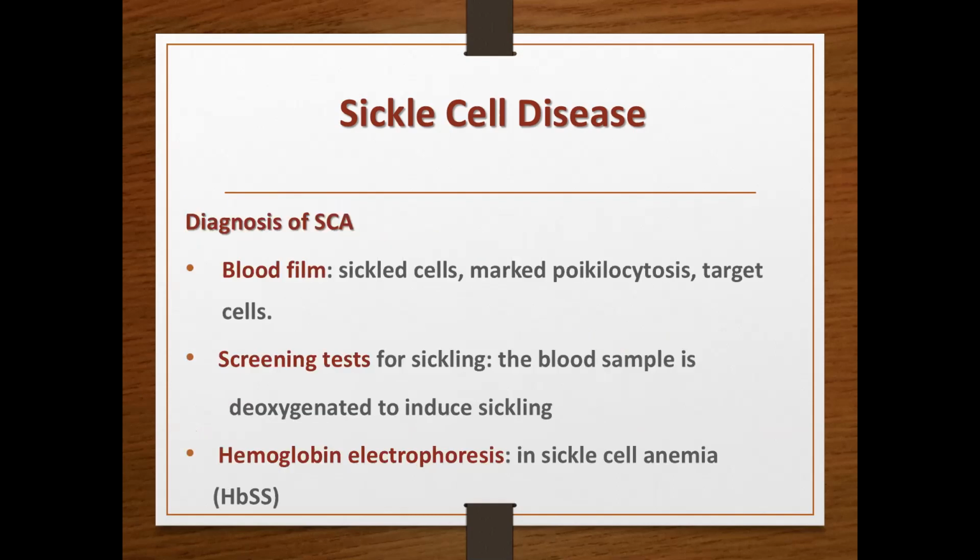Diagnosis of sickle cell anemia. In the blood film, we will see sickle cells with marked poikilocytosis and target cells. A screening test can be done for sickling by putting a drop of blood on a slide and covering it with a cover slip. This will lead to deoxygenation of the RBCs and induce sickling. The definitive diagnosis is by hemoglobin electrophoresis, which shows hemoglobin SS, as we mentioned.